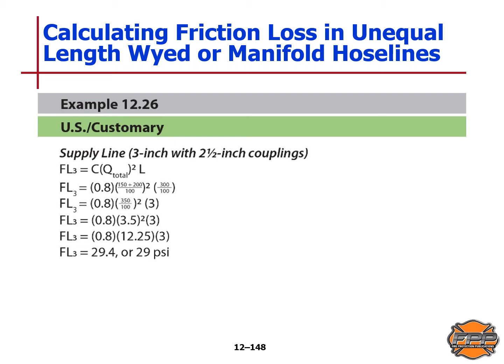So you have friction loss 3 equals 0.8, which is your coefficient, times 350 divided by 100 squared times 3. And you just work out the math. Friction loss on 3 is 0.8 times 3.5 squared times 3. So the next line is friction loss for 3 is 0.8 times 12.25 times 3. And once you've worked out all the math, you get friction loss on 3 as 29.4 or 29 psi. And this is again calculating friction loss in unequal length, wye, or manifold hose lines.